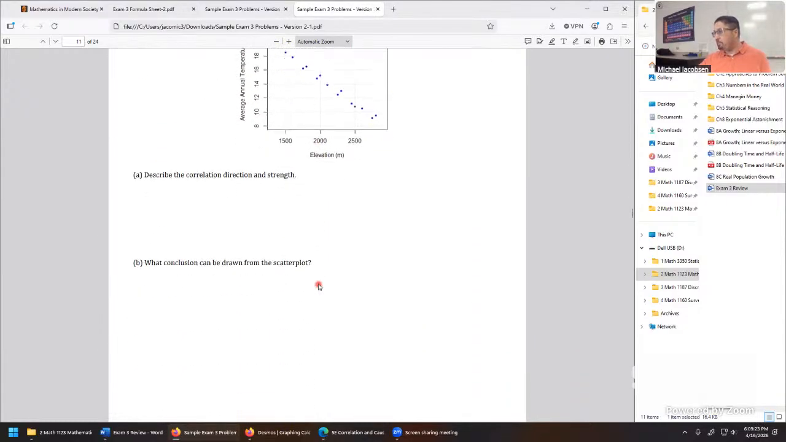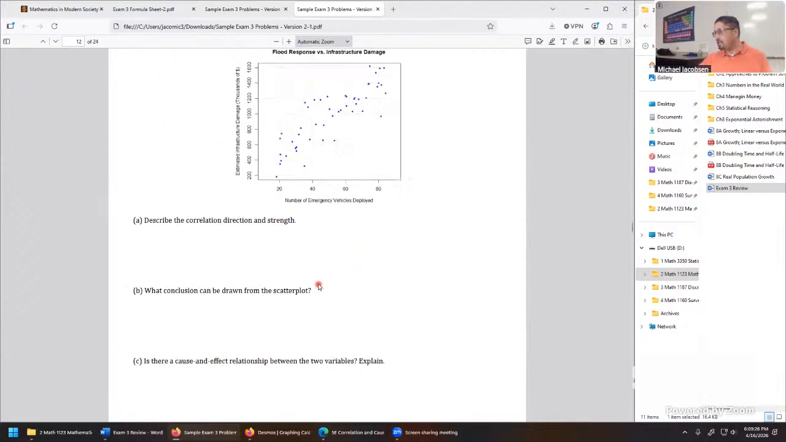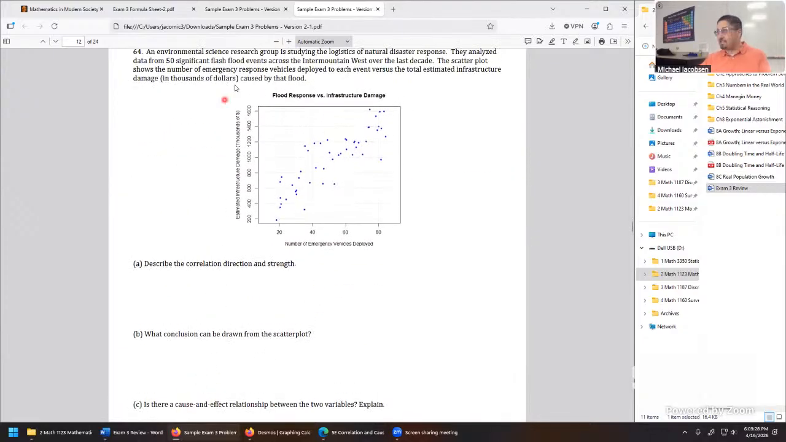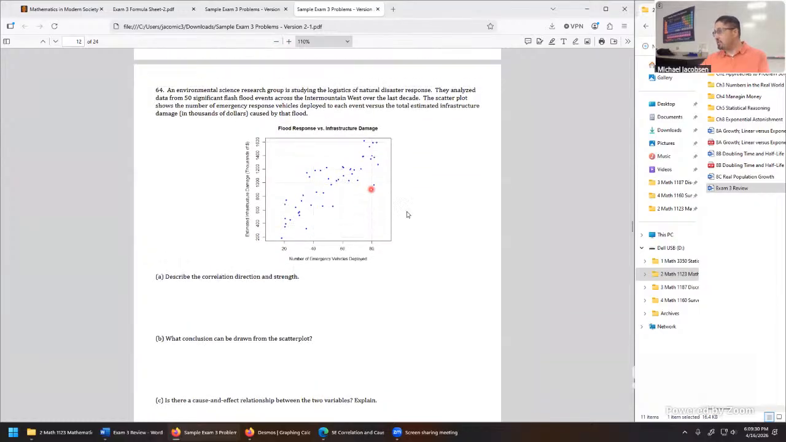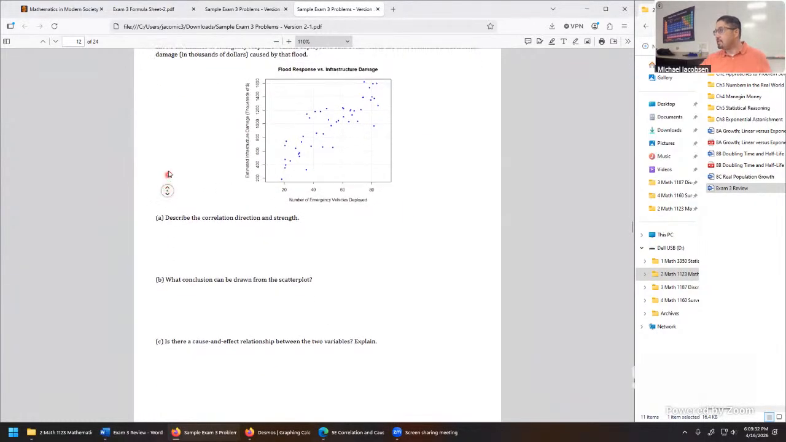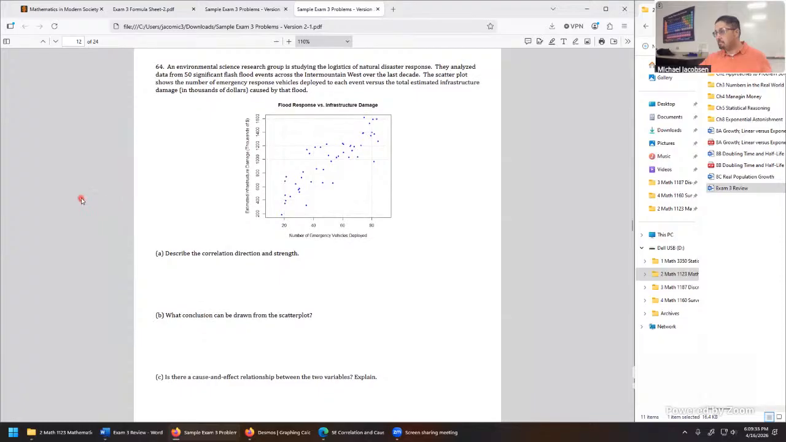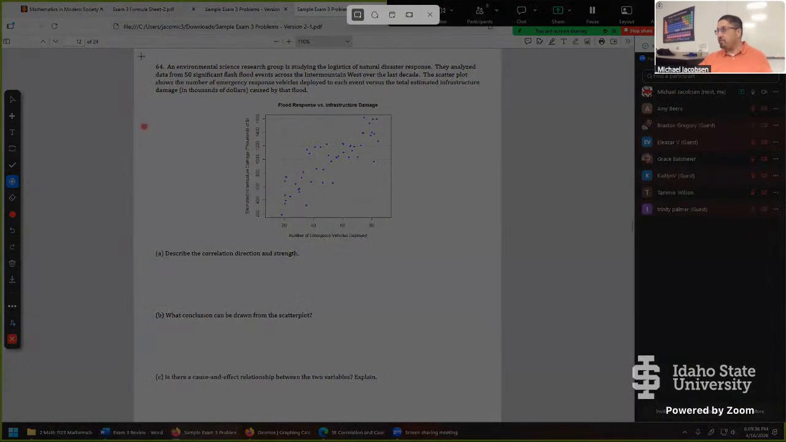And I want one with a part C on it. There we go, because that one has the cause and effect baked into it as well. So this looks like it'll do the job. Okay, let me throw that in.